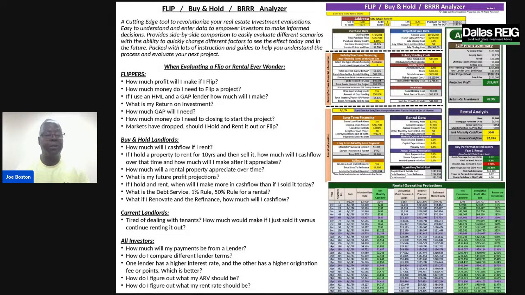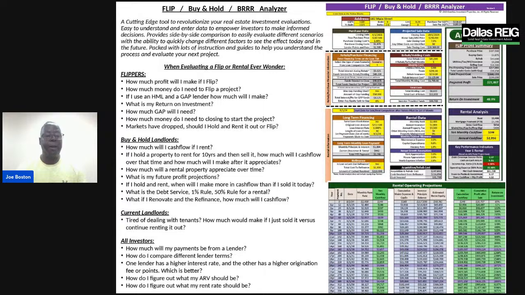If the markets have dropped, should you hold and rent it out or flip it, right? So you can actually look at the different scenarios side by side. In addition to that, a lot of us are looking for return on investment or cash flow. And so for landlords, how much cash flow will you need if you're going to rent it, right? Will it make sense? And how, with the higher price points, will you yield enough for your debt service coverage? Will you actually be making enough so that your lender will actually provide the loan?